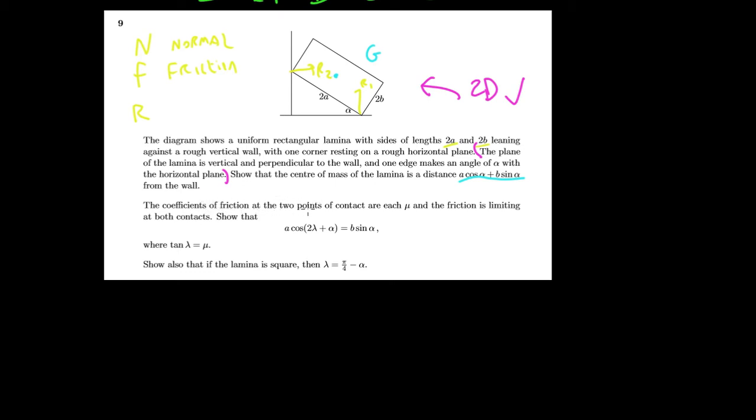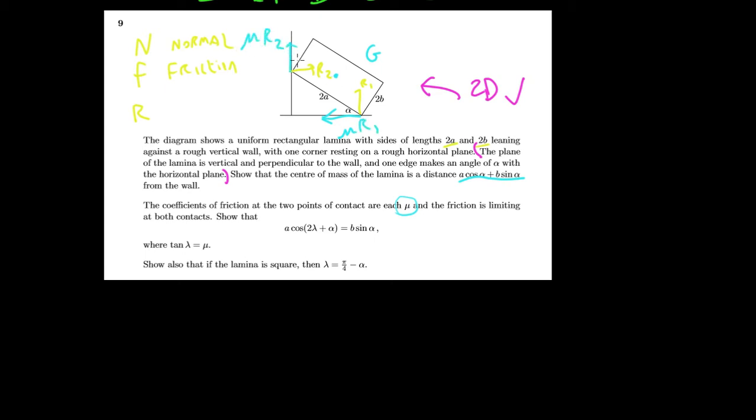The coefficient of friction at the 2 points of contact are each mu, and friction is limiting on both contacts. So that's kind of interesting, right? Now that means we can mark on friction going this way, mu R1, and friction going this way, mu R2.